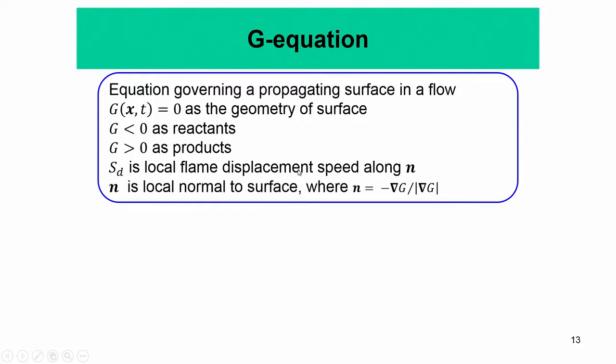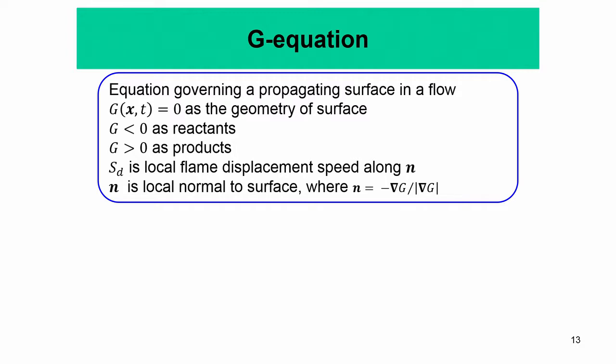So this is how you can go with this G-equation description. It's essentially the equation governing a propagating surface in a flow. This evolved from the level set description by Osher and Sethian in the late 90s and early 2000s, and then the combustion community adopted this.